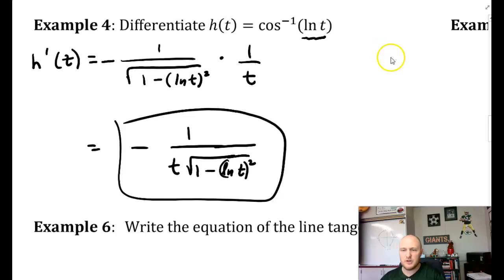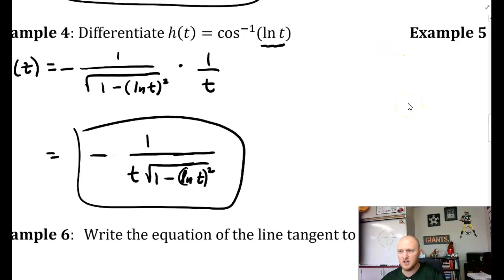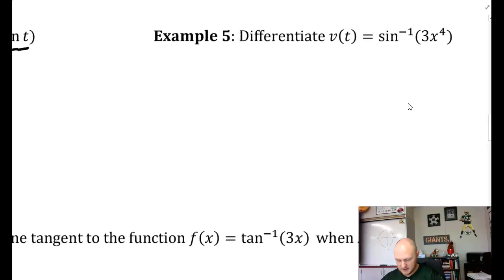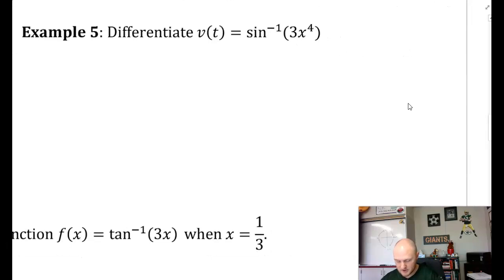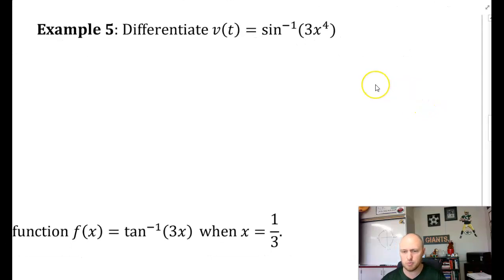Okay, so there's three examples of differentiating arc tan and arc sine and arc cosine. Here is an example for you. Please pause the video. I want you to go ahead and differentiate this example.